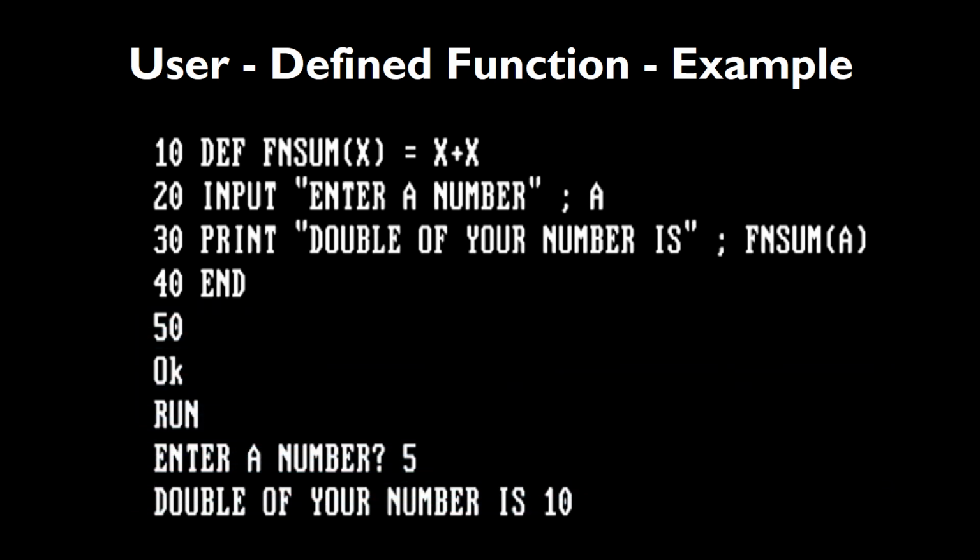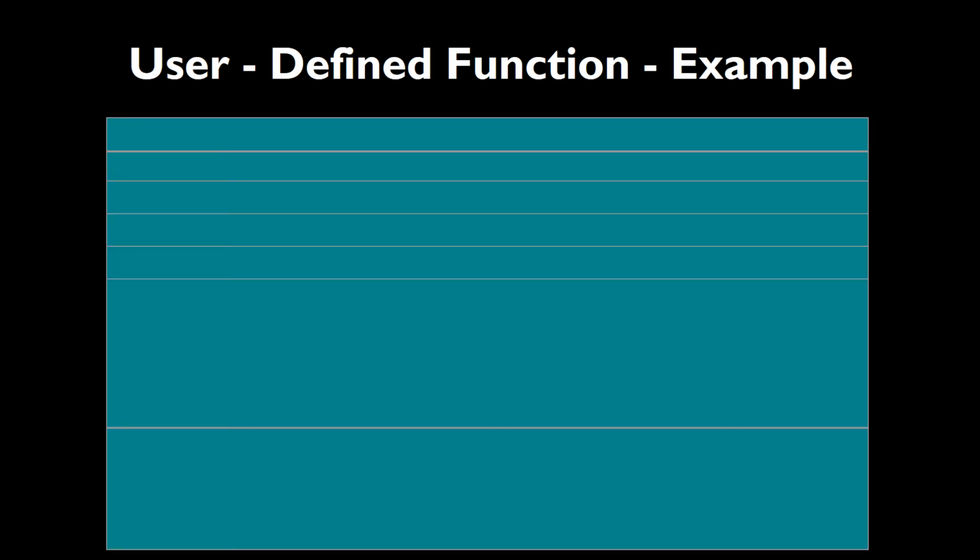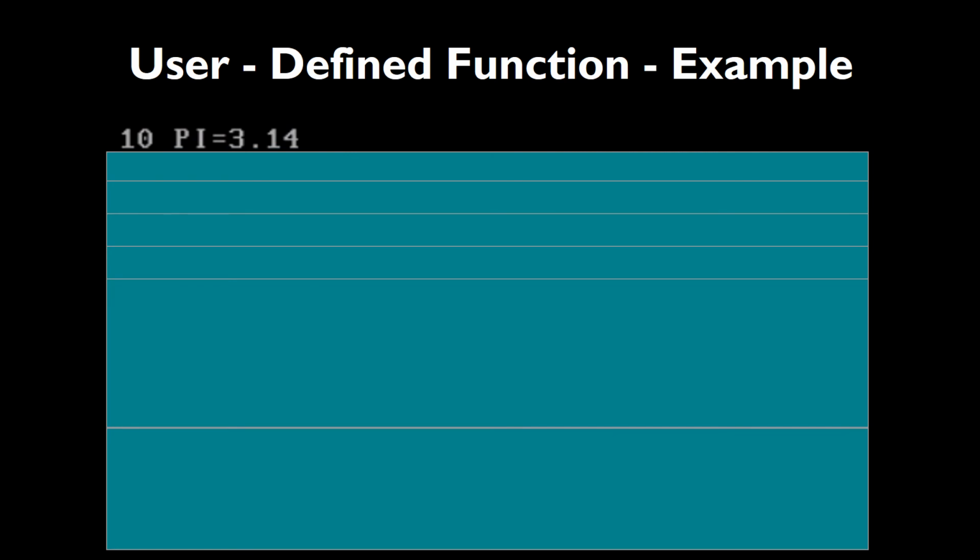First it will ask the number. Enter a number; we will enter 5. Then it will show us "Double of your number is 10", meaning that 5 is added to 5 according to the definition of FN SUM. Let's check out another example.